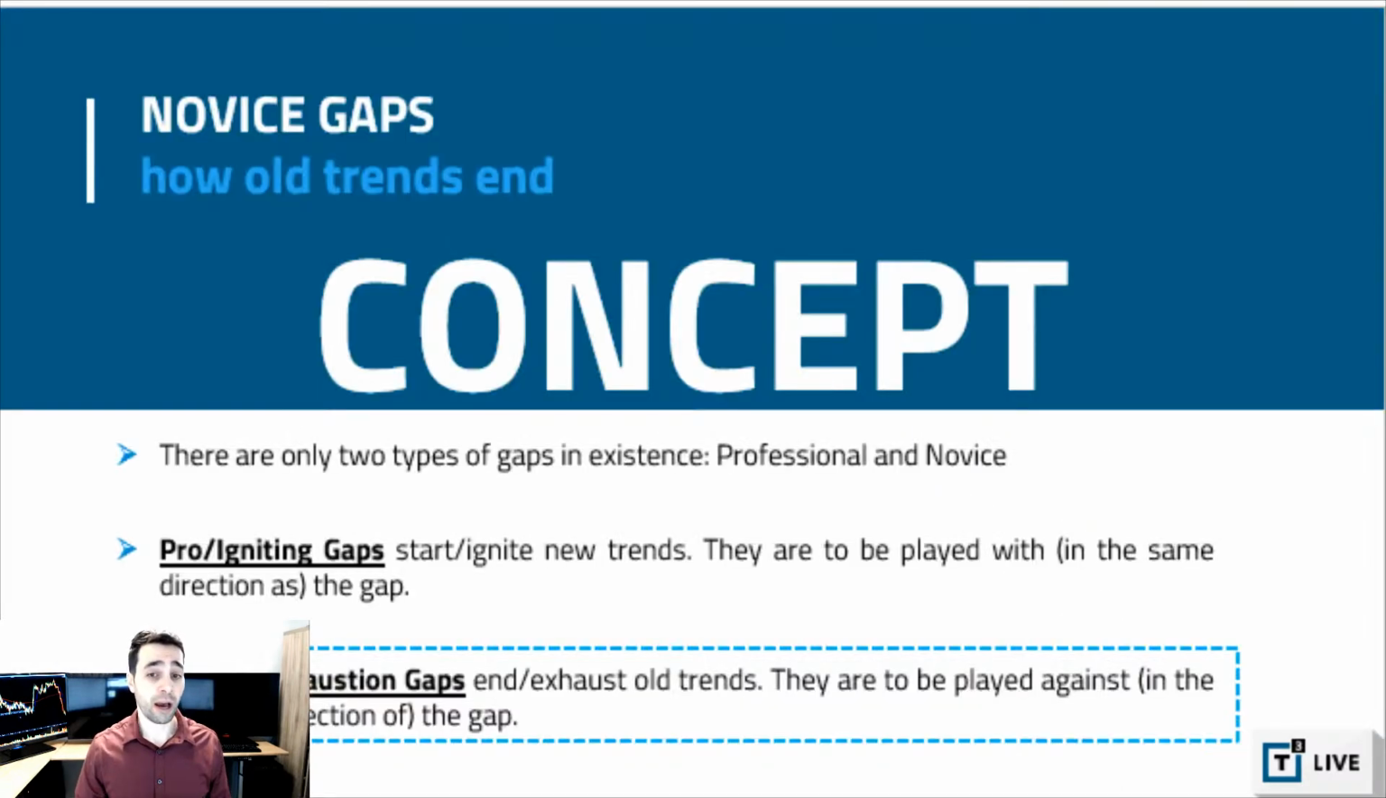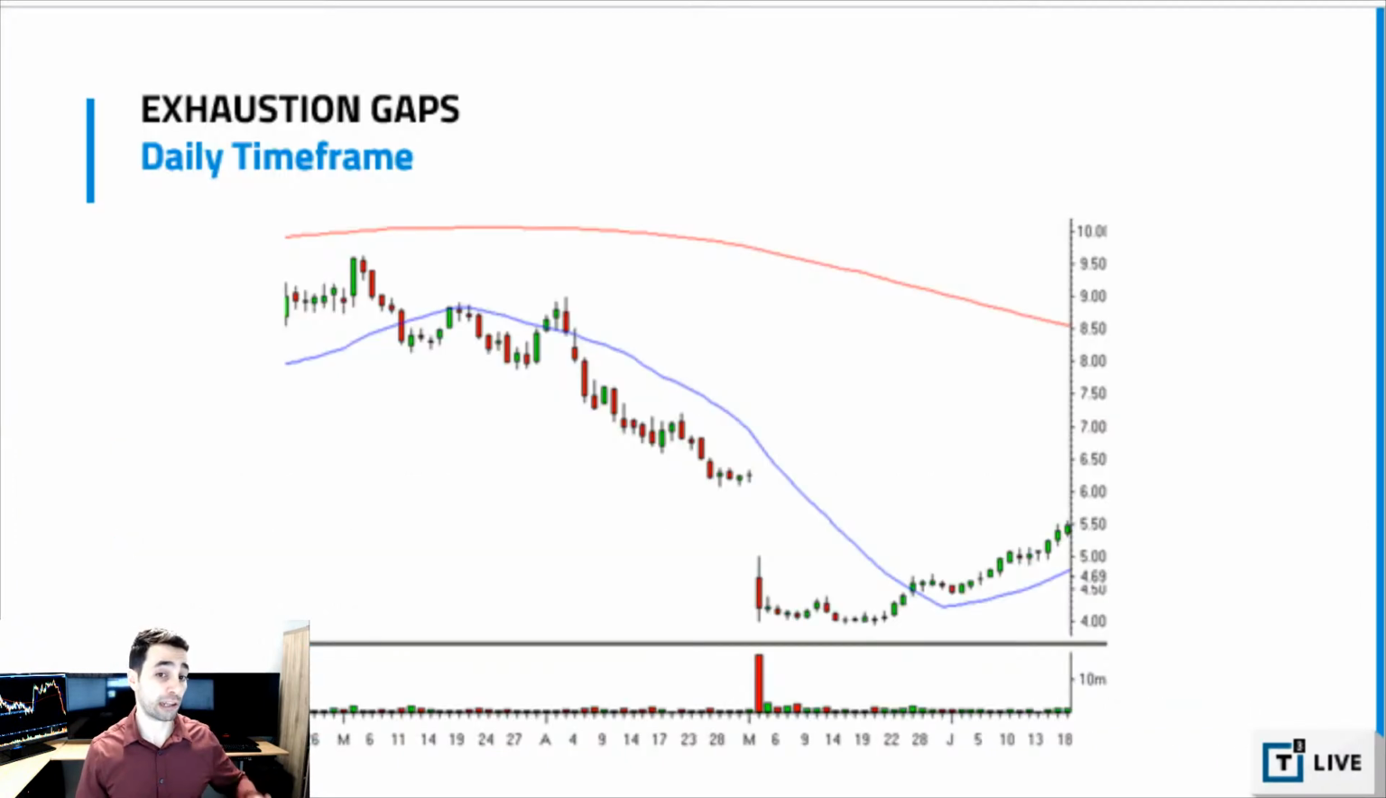All right. Now when it's a novice gap, then what I do is I look to play it long against the gap. So what's a novice gap? It's when the stock is down a lot and then gaps down a huge amount usually, and always puts in a spike in volume on the daily chart.